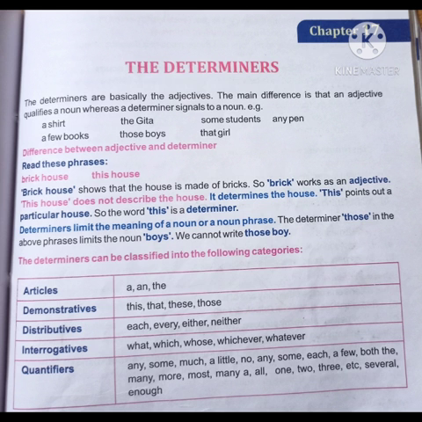Okay. Determiners limit the meaning of a noun or a noun phrase. That means कि meaning पर depend करता है use of determiners. The determiner those in the above phrases limits the noun boys. We cannot write just boys. Okay. So here the slight difference between adjective and determiner has been given beta. Adjective which qualifies the noun, which describes the noun. Determiner which does not describe the noun. So this is the main difference which I want to make clear.